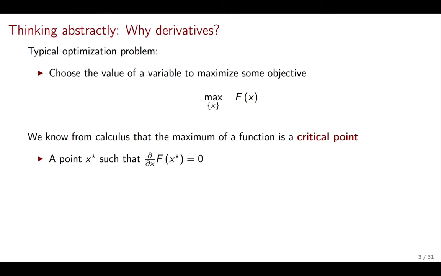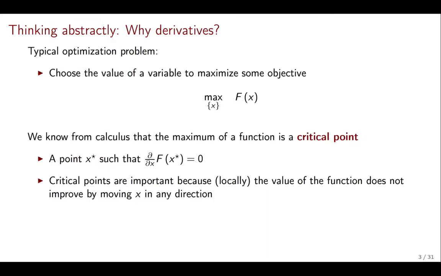And that's just the definition that you've covered before in your calculus classes. Now, critical points are going to be important because the value of the function does not improve by moving x in any direction. That's going to be the interpretation we're going to give to this type of point. The derivative is how much the value of the function changes if we try to move x a little bit in any direction. Here, we know that the value of the function will not improve. It will just stay the same. So we cannot improve on it. That means we've reached a maximum.